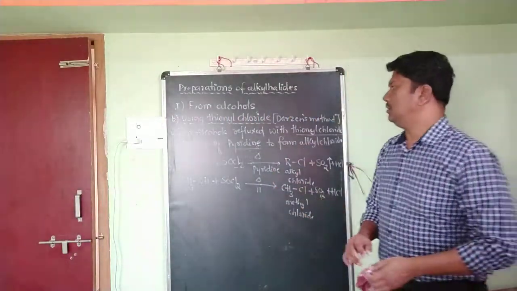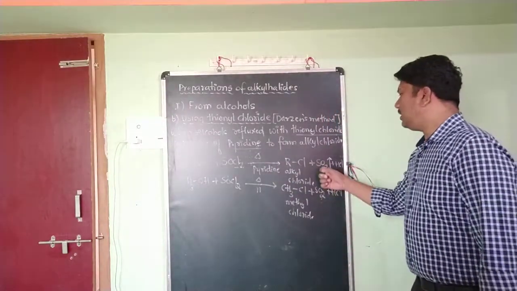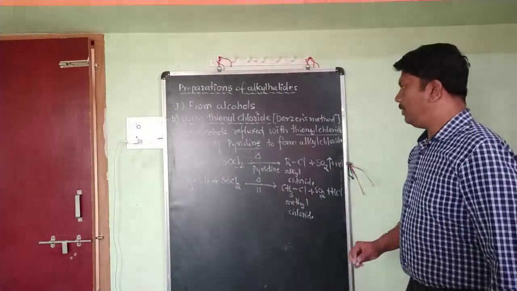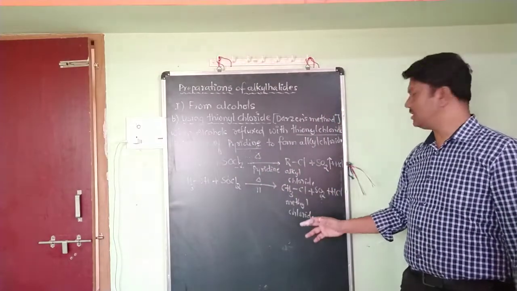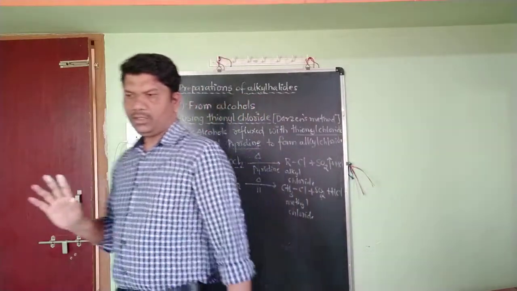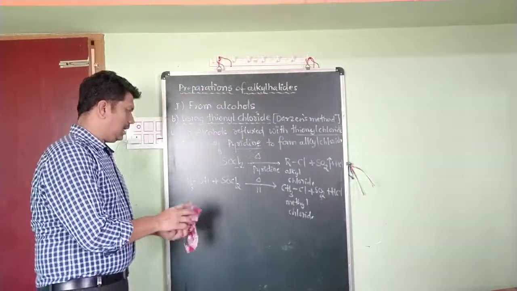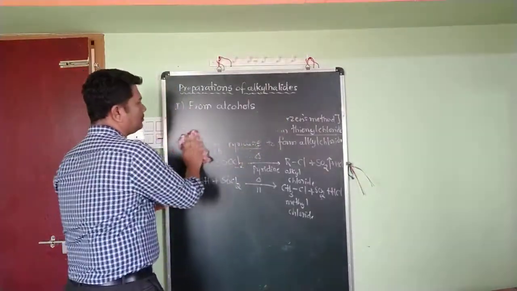In examination sometimes they ask the question, name the gas liberated when alcohols are refluxed with thionyl chloride in presence of pyridine. So the answer is SO2 gas. Okay, so this is the second method from alcohols. And one more method is there from alcohols itself.